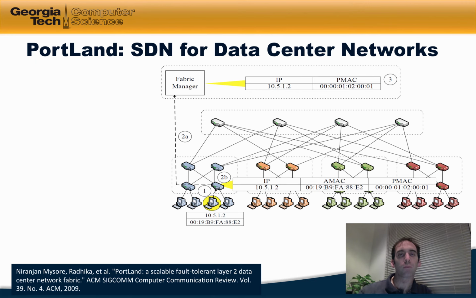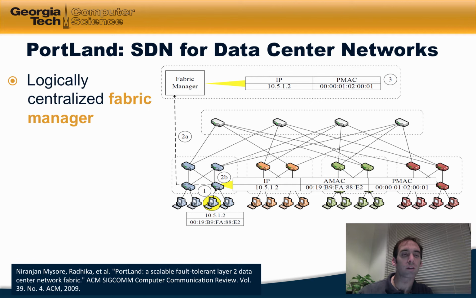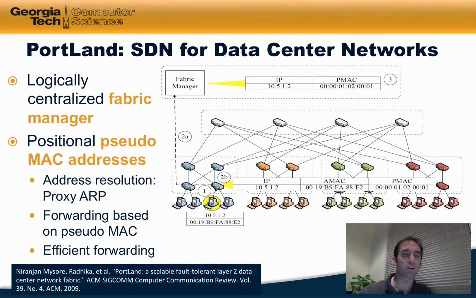Software-defined networking helps us solve many of these problems. The Portland design introduces what is known as a fabric manager, which is like an SDN controller. This logically centralized fabric manager, in combination with positional pseudo MAC addresses, allows a layer 2 network to scale to tens of thousands of servers inside a data center.